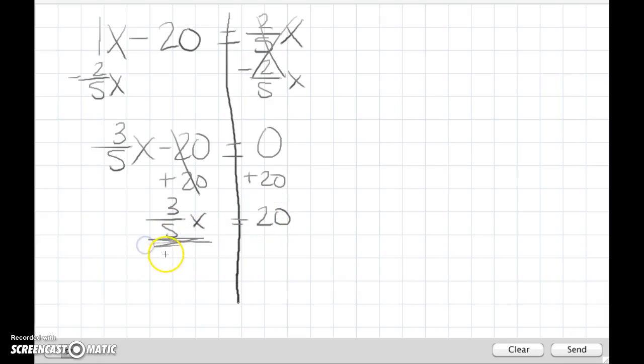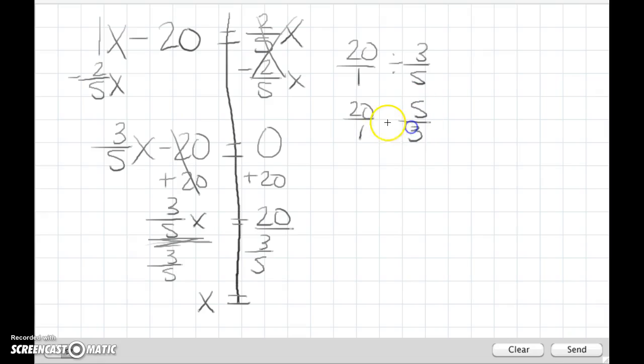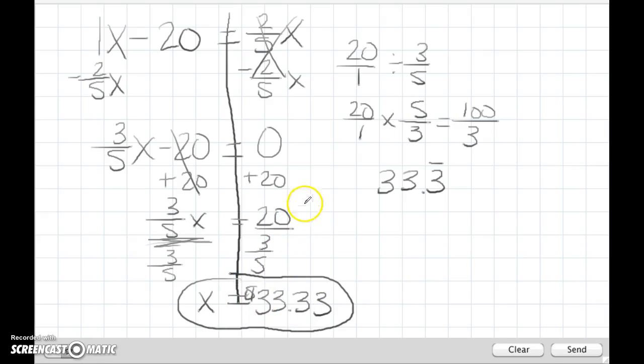And then to get the x by itself, we need to divide by 3/5 on each side. Now, whenever you're dividing numbers and fractions, remember you do KFC. Keep the first one, flip the second one, and change it to multiplication. And then you just go straight across. 20 times 5 is 100. 1 times 3 is 3. And then whenever I divide that out, you end up getting 33.3 repeating. Now the question asked, how much money did he start out with originally, which was just the X that we started out with. So $33.33 is what he started out with.